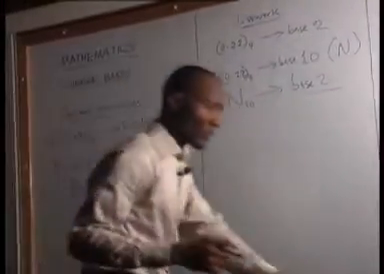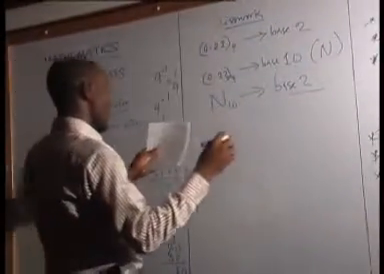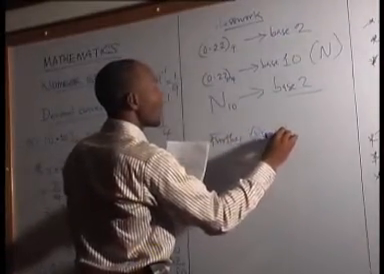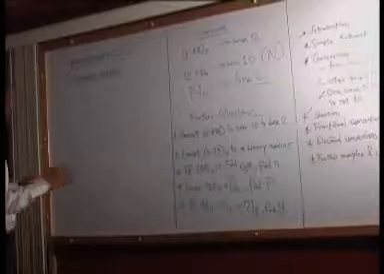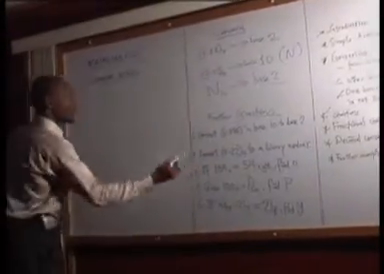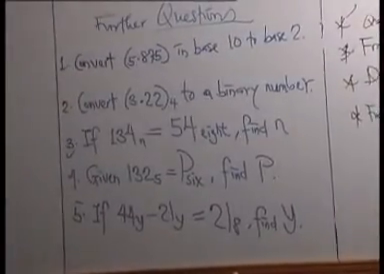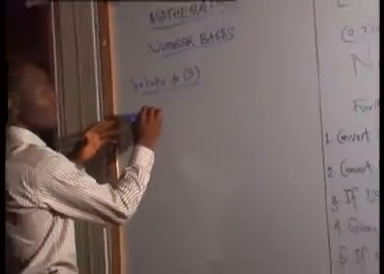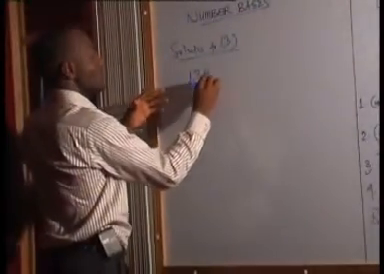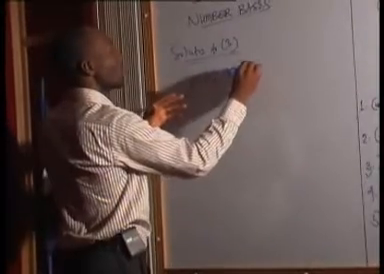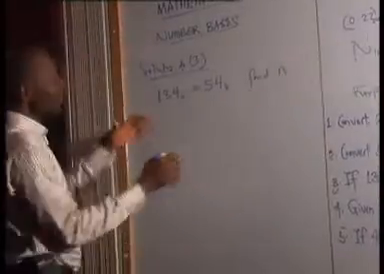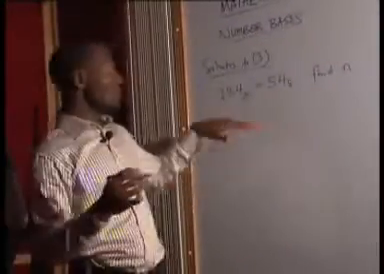So let me give you further examples from our question banks. Further questions to work on. So I'm going to pick only, let me pick question 3. Only question 3, then you handle all the others on your own. So solution to question 3. Question 3 says, if 134 base n is 54 base 8, find n. If you look at this 134, you don't even know the base.